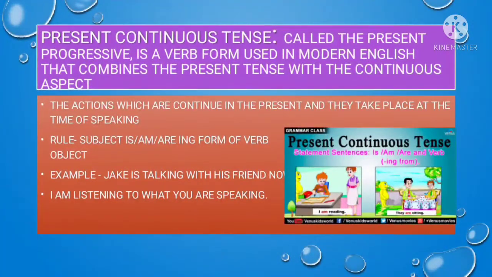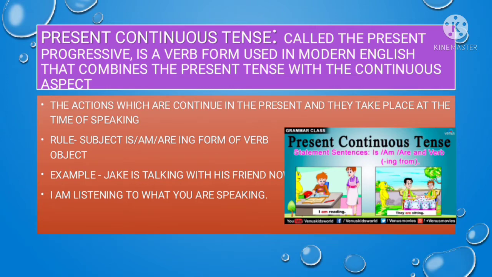Now, present continuous tense, one of the most frequently used tenses in the English language. It is also called present progressive. It is used in modern English and combines the present tense with the continuous aspect. So we can say the action is going on at the time of speaking.